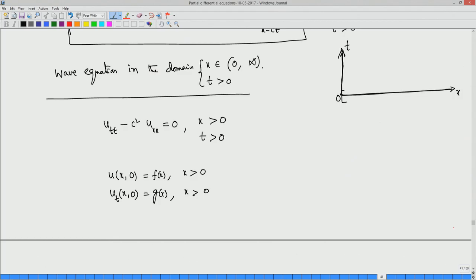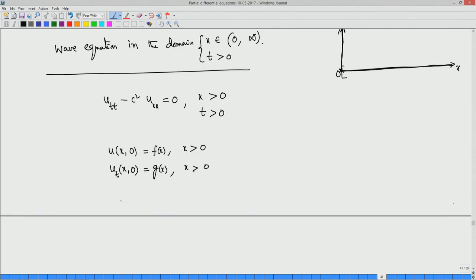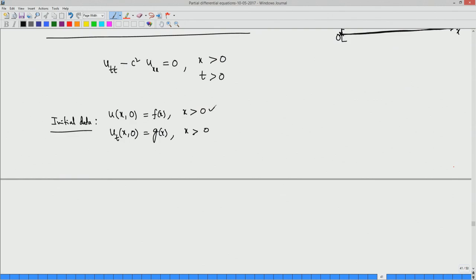At t equal to 0, this line is where you have to provide the initial data physically. At x equal to 0, for all times you have to provide boundary data, because this is the boundary point, only 0. You have the other spatial boundary at infinity, so you do not have a boundary there; the only boundary is at x equal to 0. Initial data, as usual, you have to provide two because it is second order.